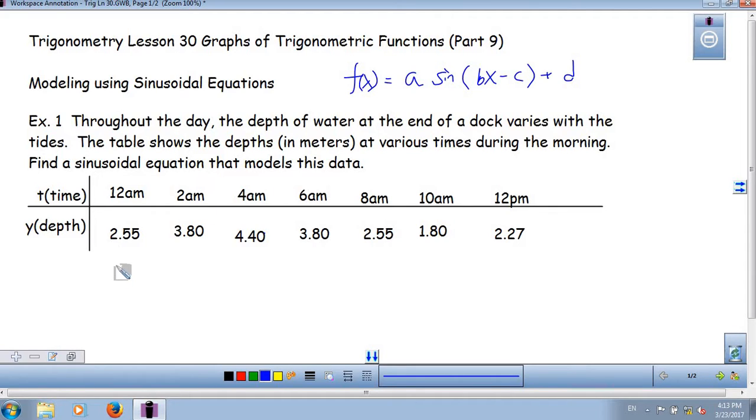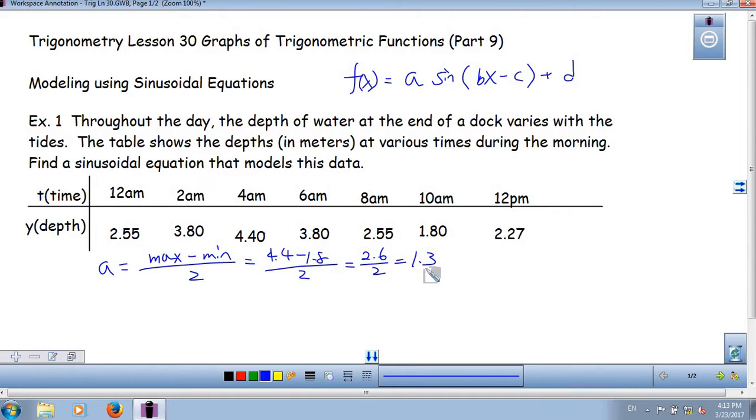Now the first thing we want to do is find the amplitude. Now find out what A is. A would be the maximum value minus the minimum value, divided by 2. If you look at this data, which number is the maximum? As far as we can tell, 4.4 is the maximum, and the minimum is 1.8 at 10 a.m. So we subtract and divide by 2. This gives us 2.6 divided by 2, which is 1.3.